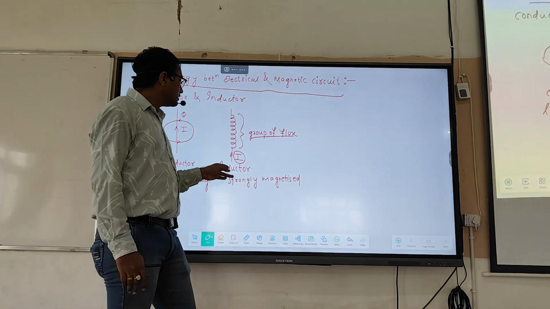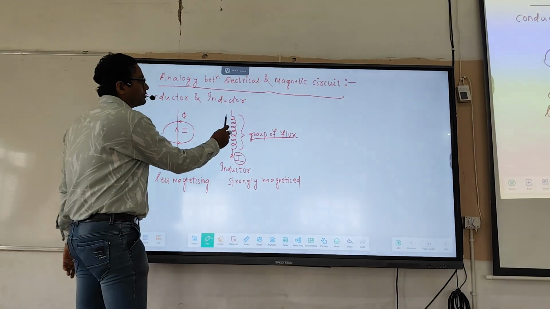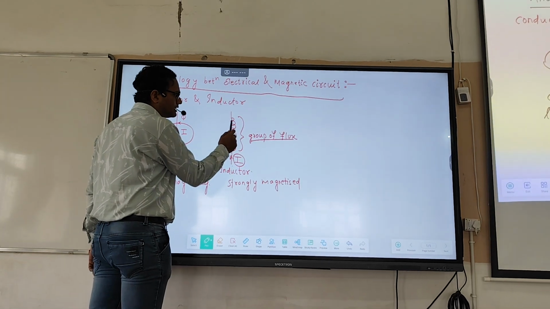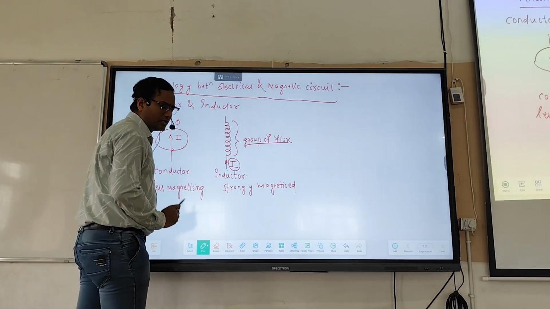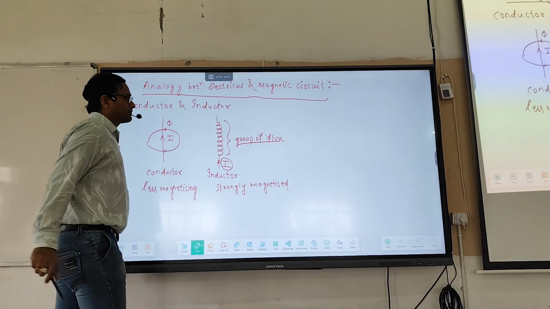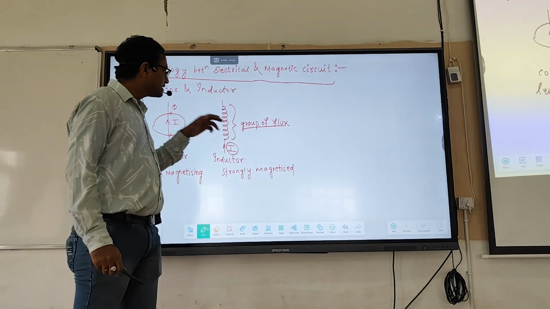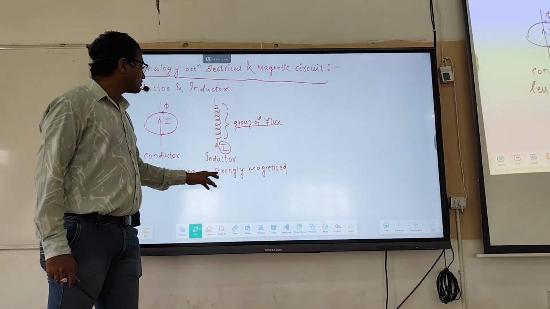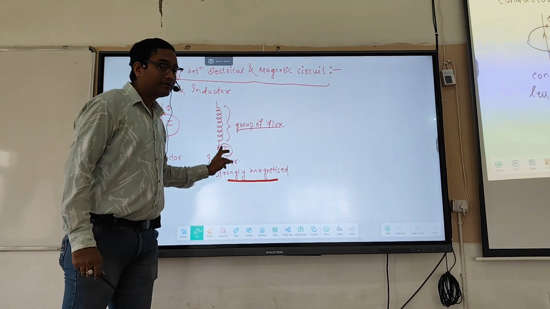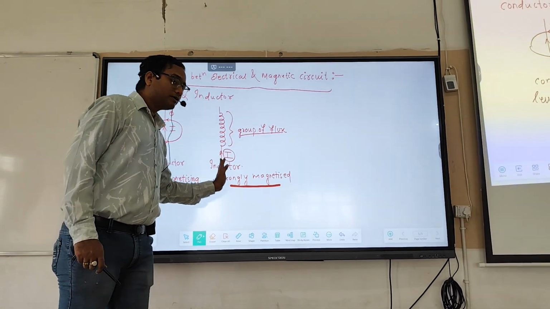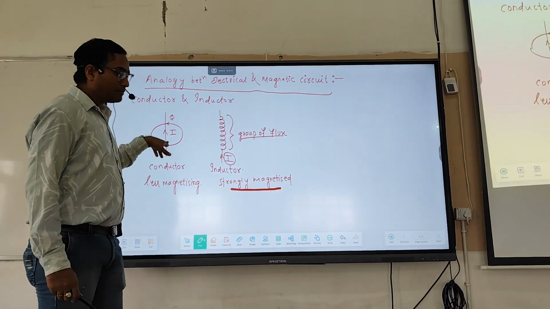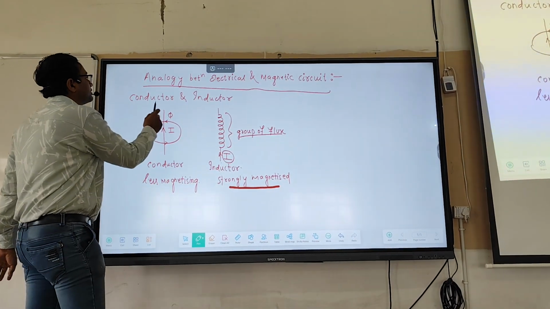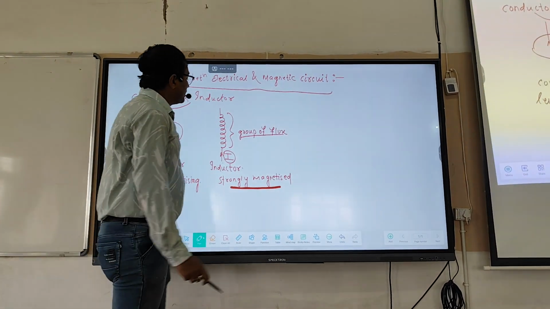But in the inductor, what is happening? Number of turns is there, and each turn has flux lines. So if I concatenate all the flux lines, then I will get a group of flux lines. So inductor is strongly magnetized. For the same current we get more flux in the inductor but less flux in the conductor. That is the difference between conductor and inductor. Let us move on.